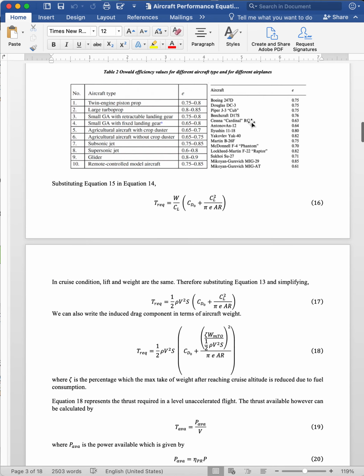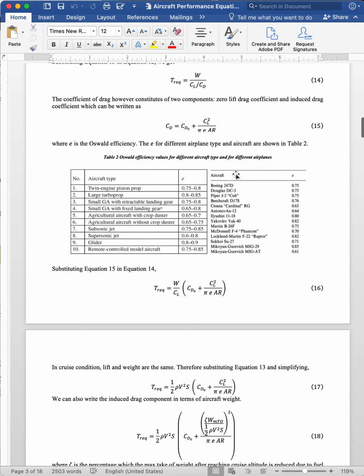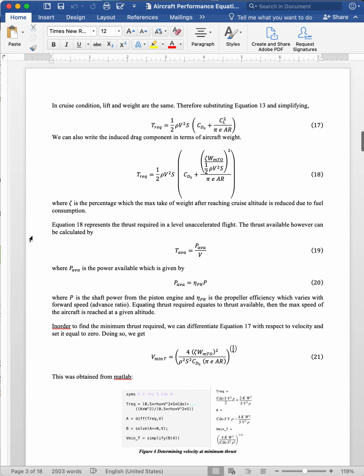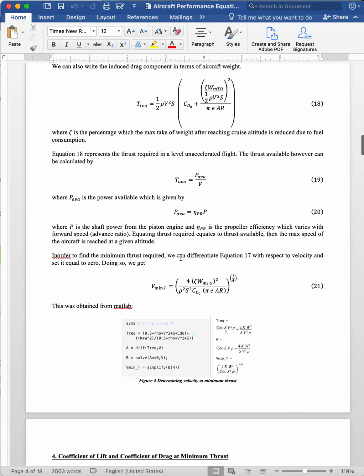Right? Here's a table for the Oswald efficiency factor. All of this, you should know what these are because you should have taken intro to flight or aerodynamics, okay? And then you'll get an expression for the thrust required here, which is pretty great, right? This is the thrust required. As you can see, there's a lot that goes into here, correct?